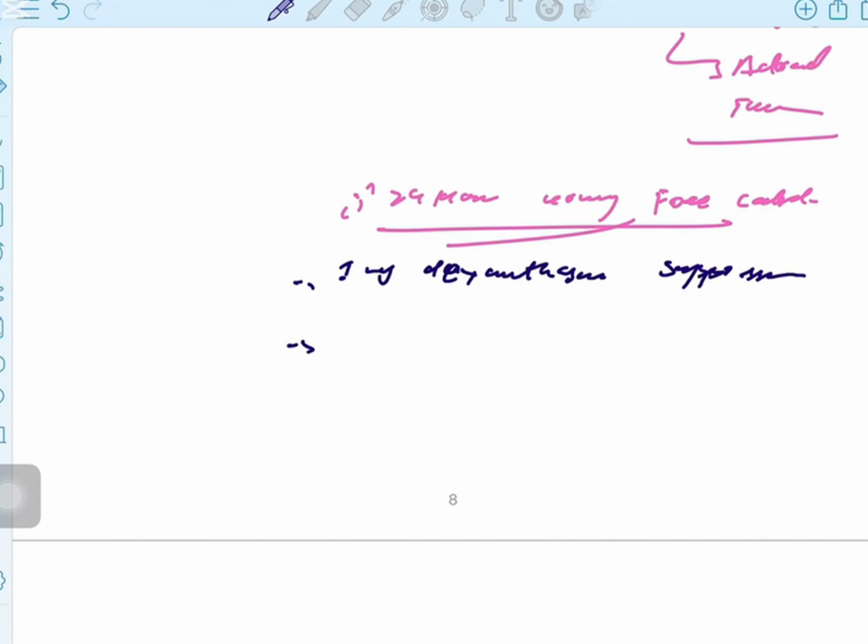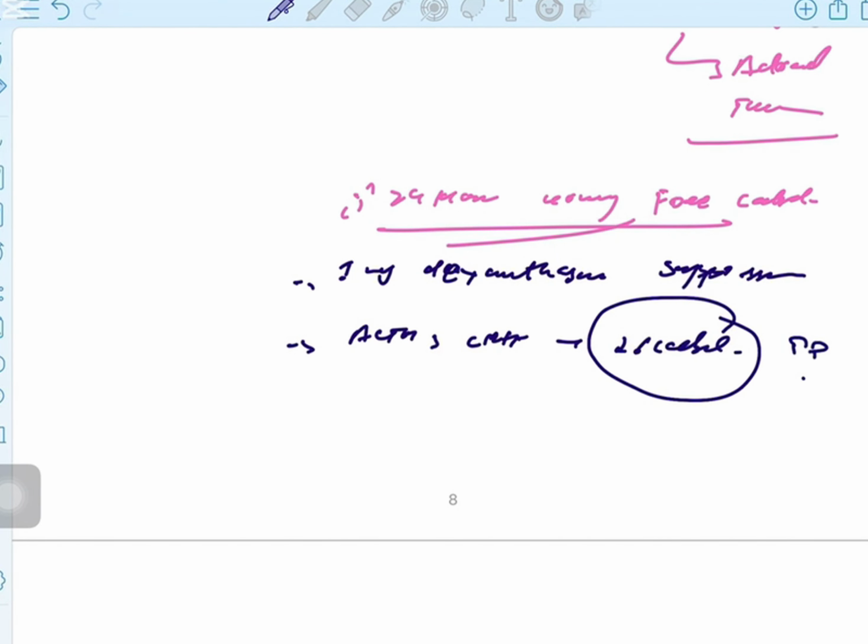So if we give the 1 milligram dexamethasone suppression test in a normal person, what will it do? It will basically inhibit the ACTH, inhibit the CRH, and inhibit the cortisol. So if we give the 1 milligram dexamethasone suppression test, but the level of cortisol is not inhibited, the level of cortisol is high, it means the person has Cushing syndrome. So this was the second test.